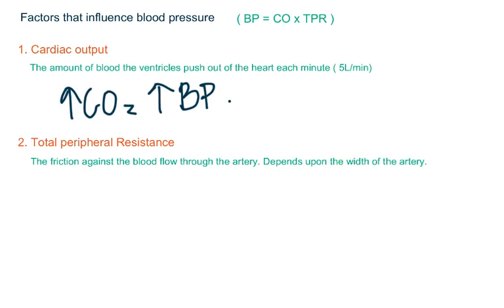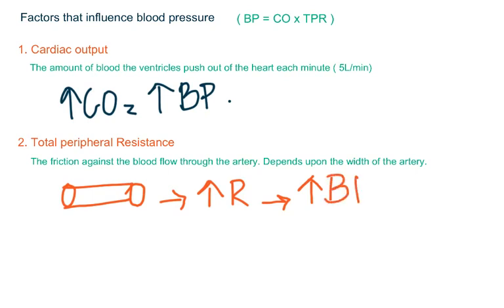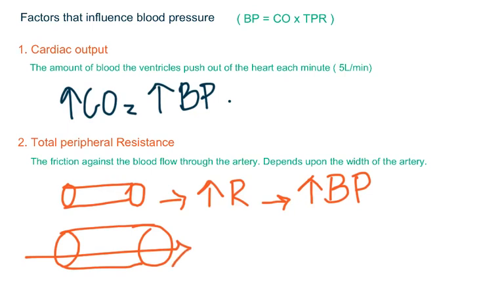Total peripheral resistance is the friction present in the artery through which the blood has to flow, and it depends on the width of the artery. That means that if the artery is narrow, then there will be more resistance, leading to increased blood pressure, because it will be difficult for the blood to pass through the narrow artery. But if the artery is wide, then the blood can pass through it easily because the resistance is less, leading to low blood pressure.